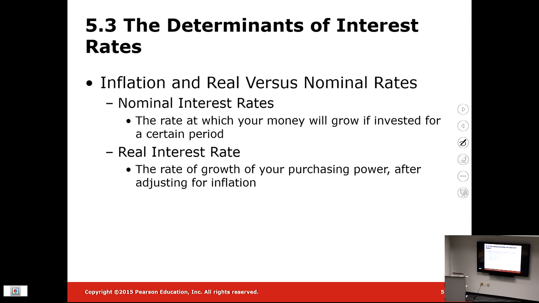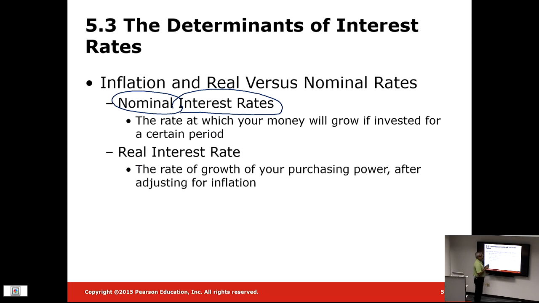So continuing with our understanding of interest rates, now we want to look at how inflation and time affect interest rates. So in the world of interest rates, what we generally work with is what we call the nominal interest rate. The nominal interest rate is the rate of interest that has been quoted now.